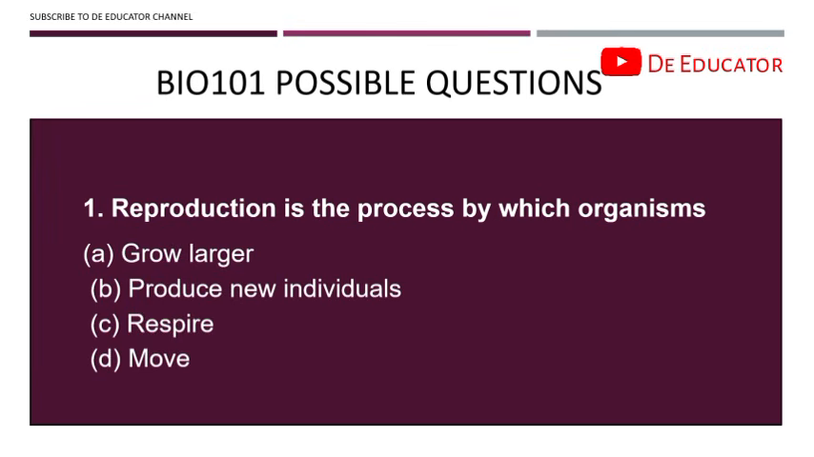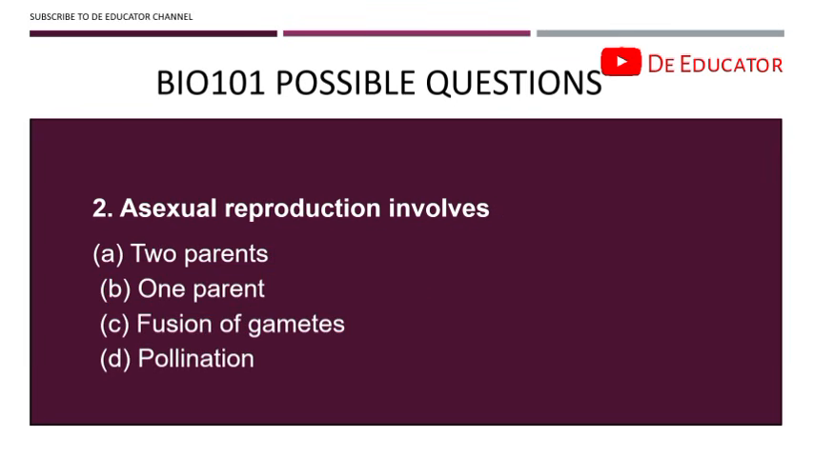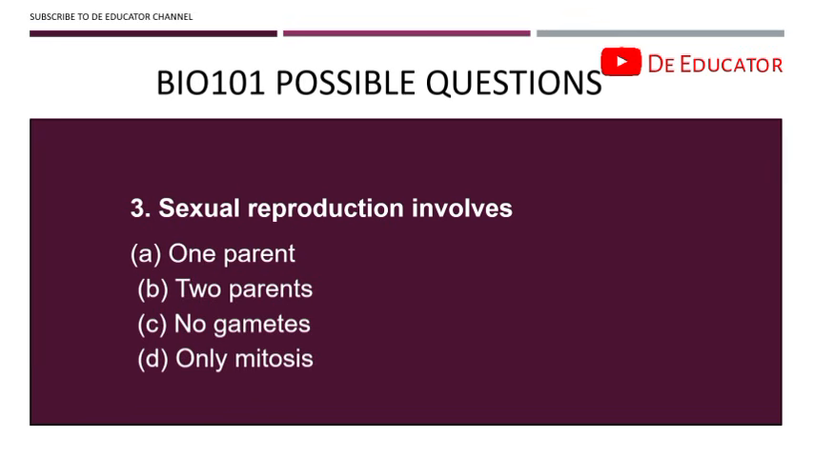The first question: reproduction is the process by which organisms produce new individuals. It's very simple and straightforward. Two, asexual reproduction involves one parent, that's asexual. Then sexual involves two parents. Please take note of that. Sexual reproduction involves two parents. I already said that it involves two parents.